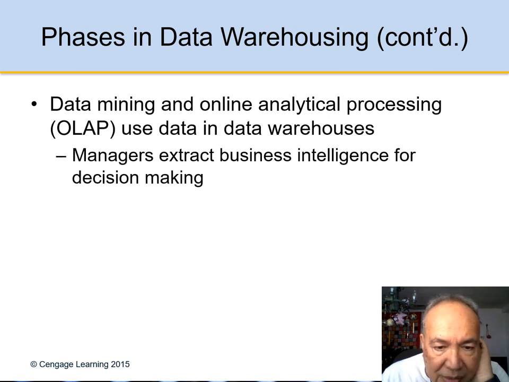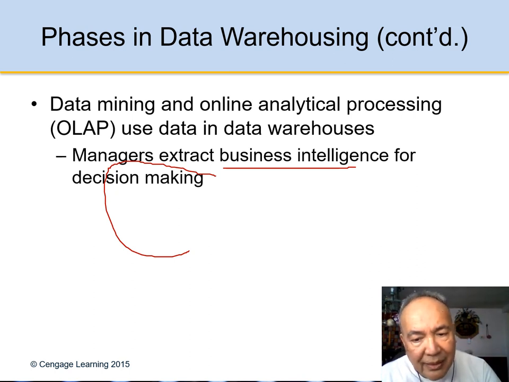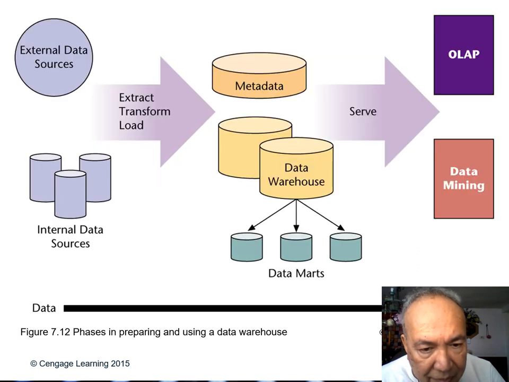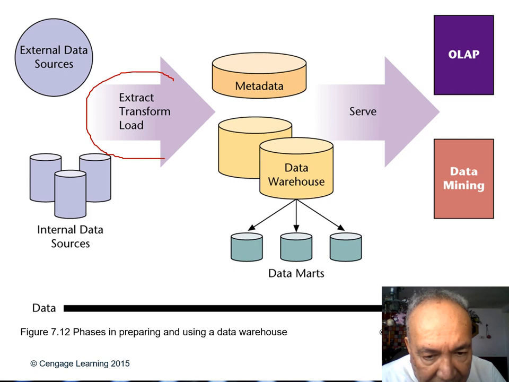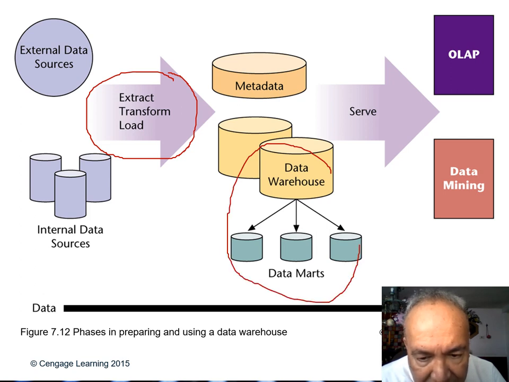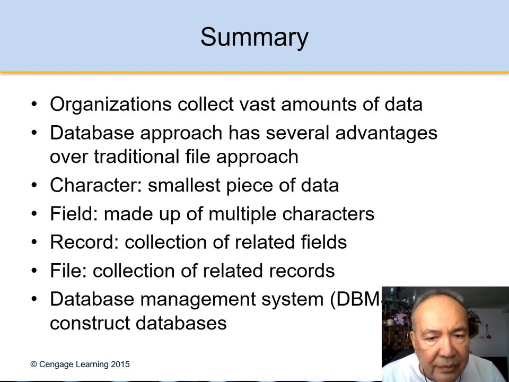So, in data warehousing, data mining and analytical processing are all used in the data warehouse. Managers extract business intelligence for decision making. Business intelligence is like, hey, how will I do this? Okay. Sometimes you put things together and you will know how to do those things. Okay, so here is the diagram. Internal source data, external source data, and then you extract and transform the data. You have the metadata, the data warehouses, the data marts, like accounting, and then the servers, and data mining here.